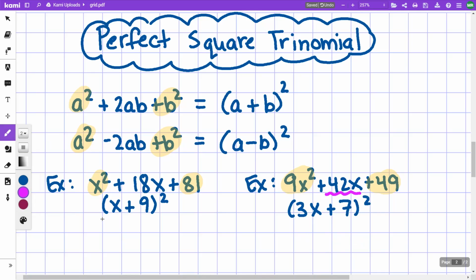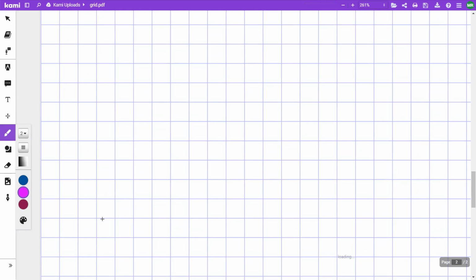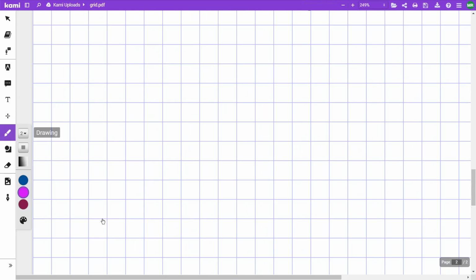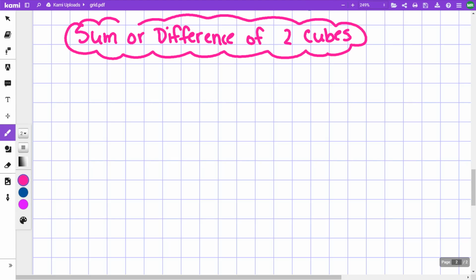Now, the last type is called the sum and difference of two cubes. So let me just write this out first. So this is going to be the sum or difference of two cubes. And we have two formulas, one for the sum, one if it's a difference.